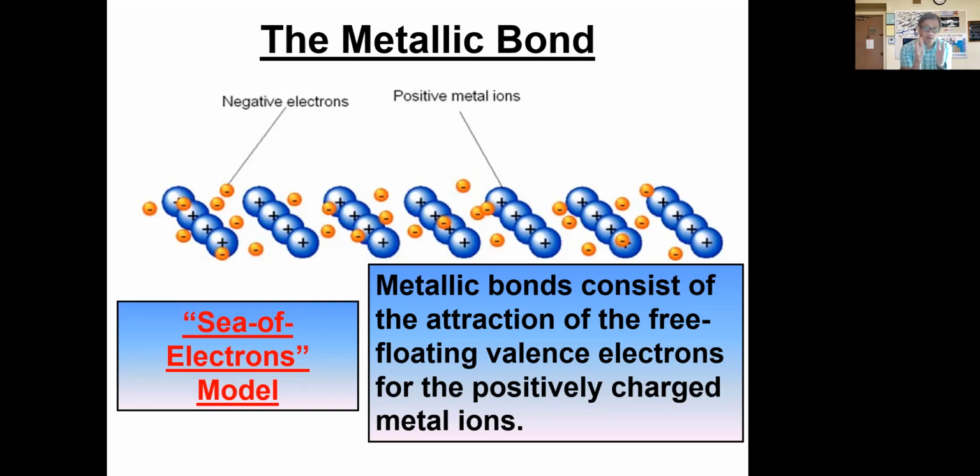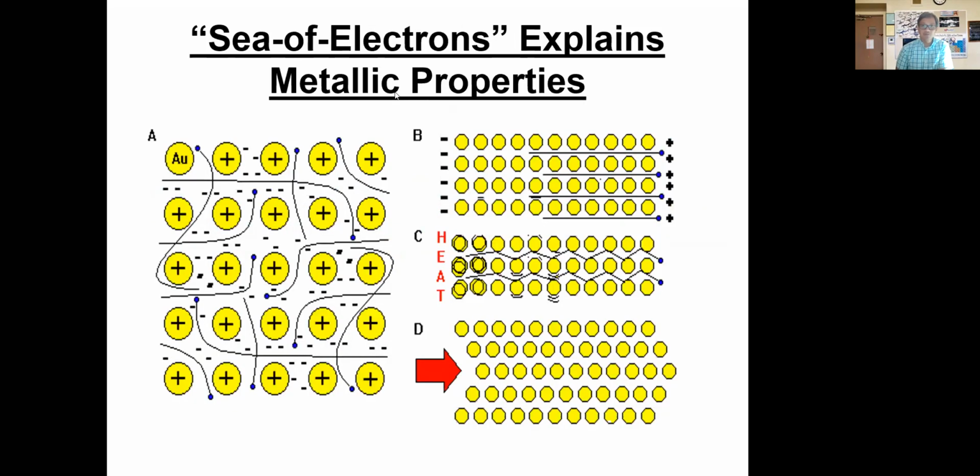If the sea of electron model cannot explain why metals behave in the way that we just described, then it's not a very good model. Models need to have support from observations. We have to be able to observe, and there has to be data. The observations must support the model. If it doesn't fit the observation, it's a bad model. Okay, so let's take a look at how the sea of electron model does help to explain properties of metals.